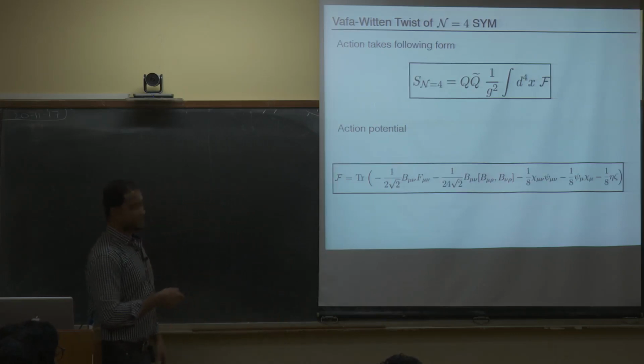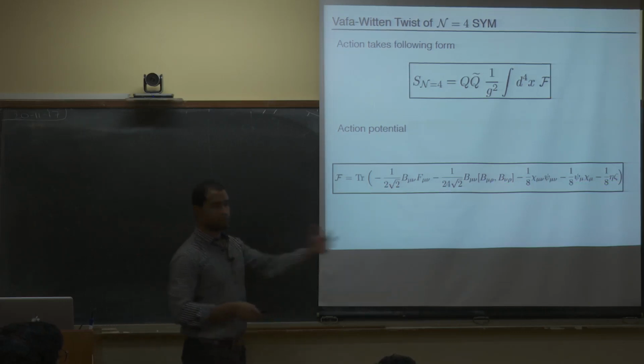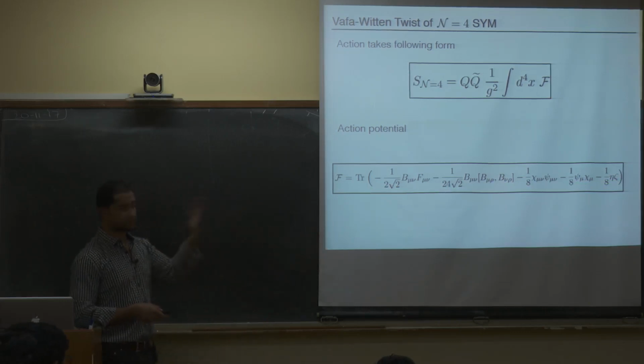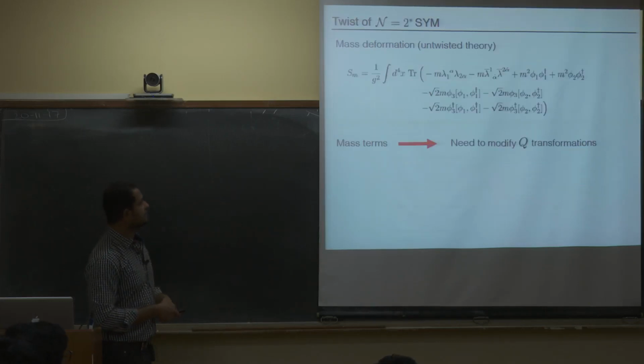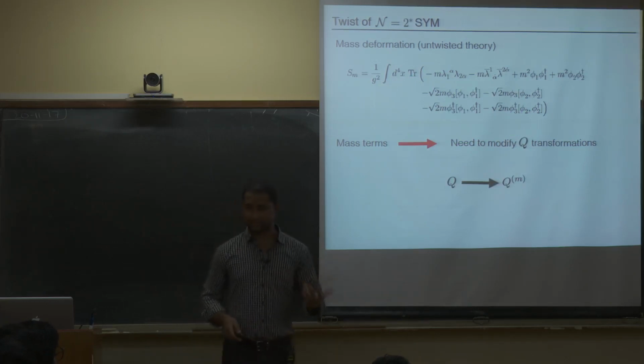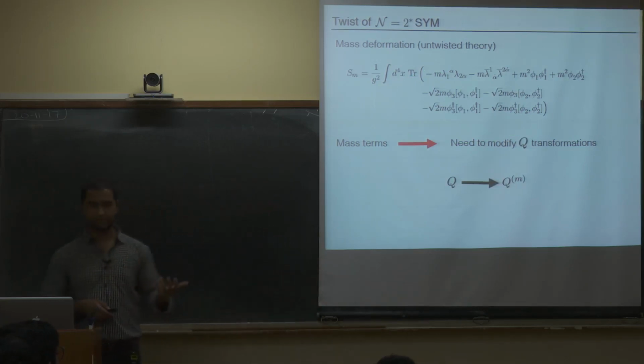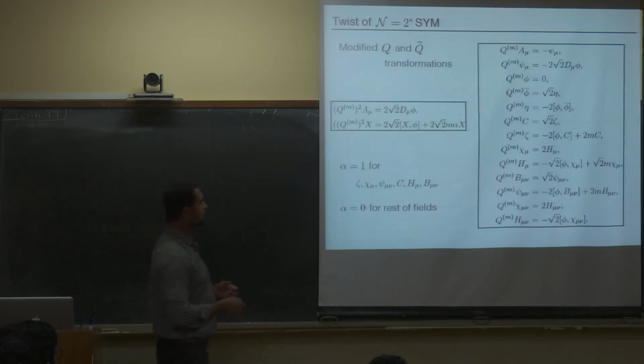The action of the N equals 4 theory takes this particular form: Q with Q tilde acting on a functional, which gives us the action. This functional is called the action potential, and it has this particular form. Once we apply Q tilde and Q successively, we recover the twisted N equals 4 action. Once we introduce a mass for the untwisted theory, we need to modify these Q transformations so that the action is Q invariant.